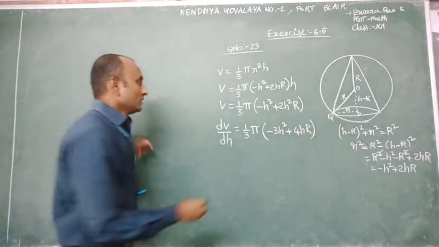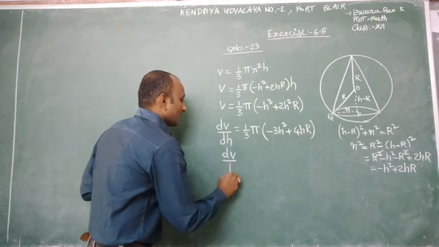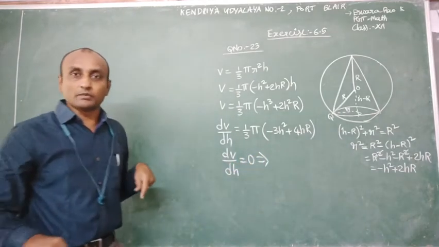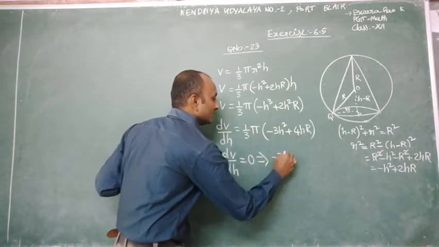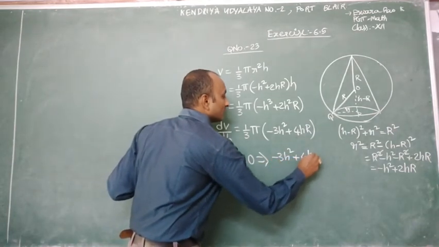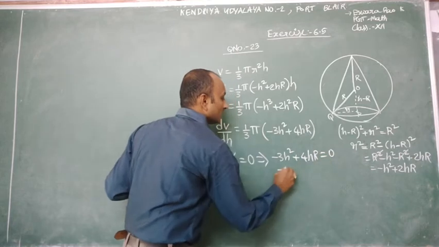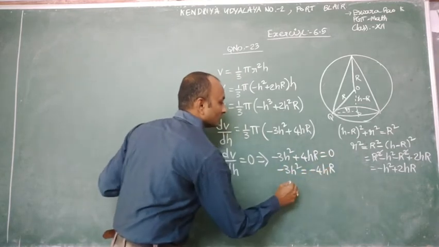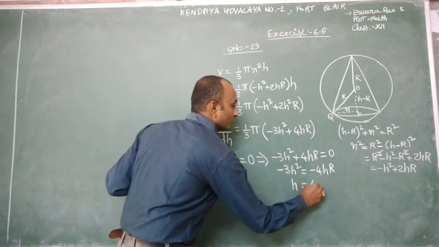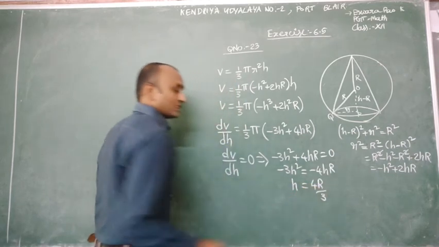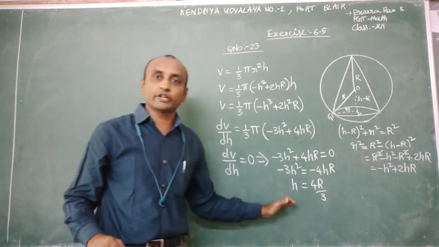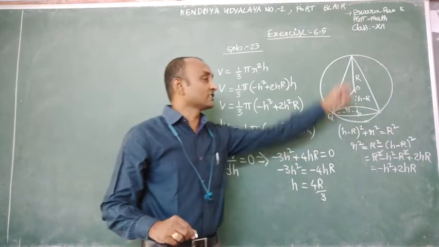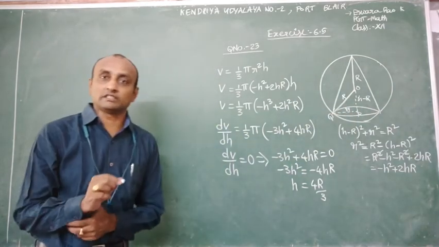Right? Now the first derivative test was telling us to take dV by dh is equal to 0 in order to get the critical point. So minus 3h square plus 4hR is equal to 0. So minus 3h square is equal to minus 4hR. So h is equal to 4R by 3. After simplification, we get h is equal to 4R by 3. That is the height of the cone expressed in the radius of the sphere. That's what we did till now.